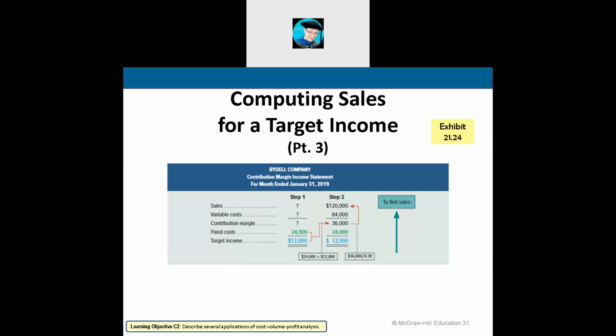And to figure out my sales, what's my sales going to be? I take the contribution margin and I divide that by the contribution margin ratio, 30% or 0.3. And that will tell me I need to sell $120,000 to earn that $12,000 target income. Make sense? Again, sometimes you just got to work backward. This is the method of doing it. Okay, cool.